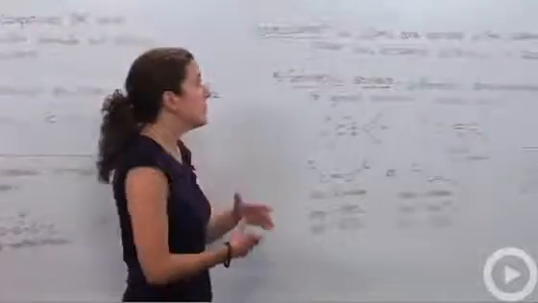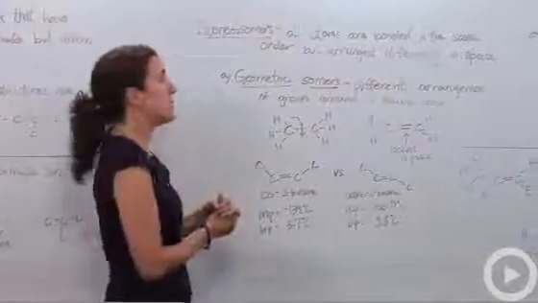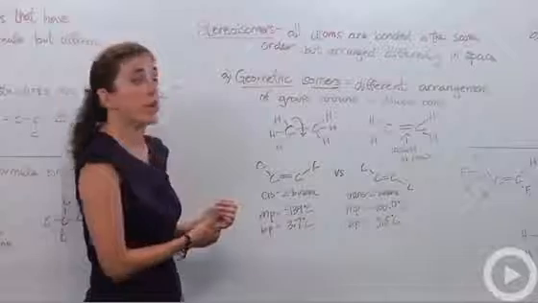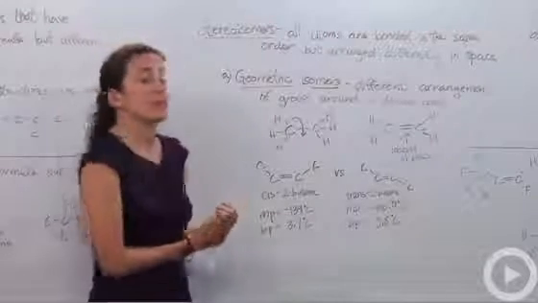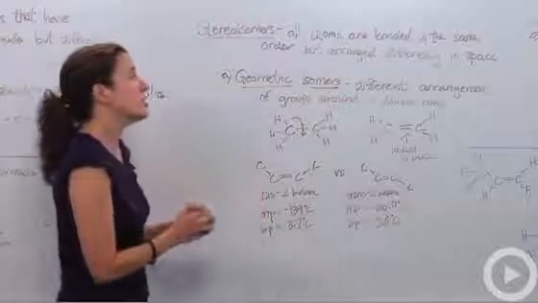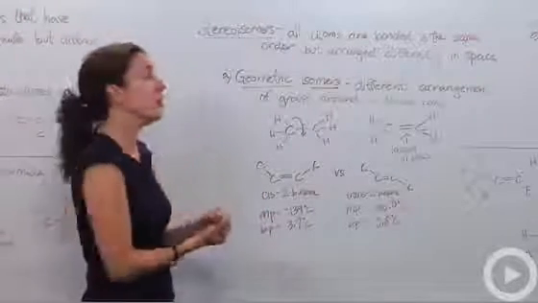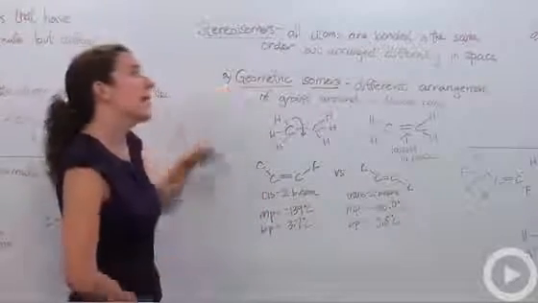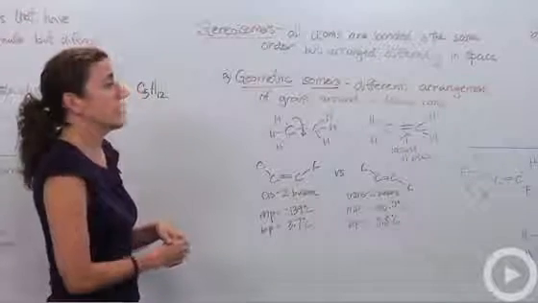Another type of isomer are stereoisomers. Stereoisomers are when all atoms are bonded in the same order, but arranged differently in space. This is actually a little bit more difficult to comprehend and understand. There are two main stereoisomers I want to make sure you know. That's geometric isomers, and that's different arrangement of groups around a double bond.